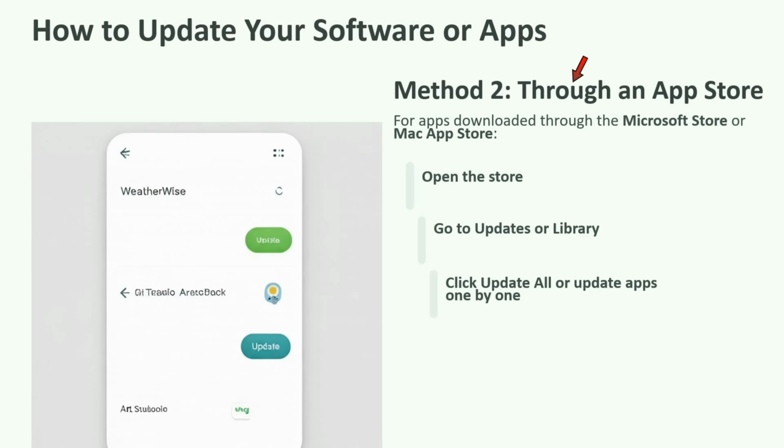Method 2 is through the App Store. For apps downloaded through the Microsoft Store or Mac App Store, open the store, go to Updates or Library, click Update All, or update the apps one by one.